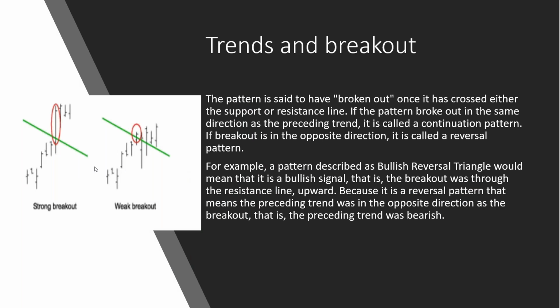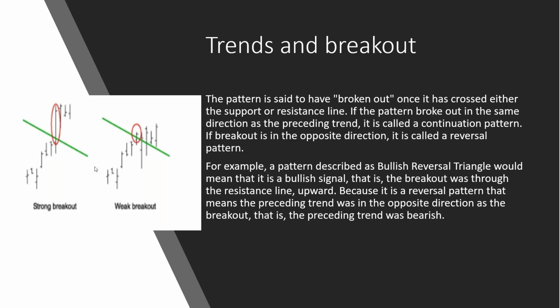The pattern is said to have broken out once it has crossed either the support or the resistance line. If the pattern breaks out in the same direction as the preceding trend, it's called a continuation pattern. If the breakout is in the opposite direction, it's called a reversal pattern. For example, a pattern described as a bullish reversal triangle would mean that it's a bullish signal, that is, a breakout through the resistance line upward.